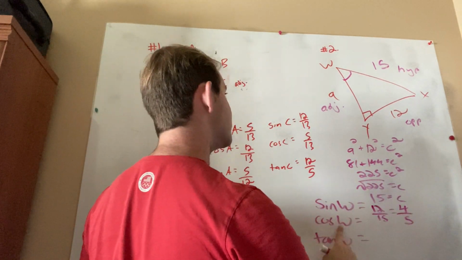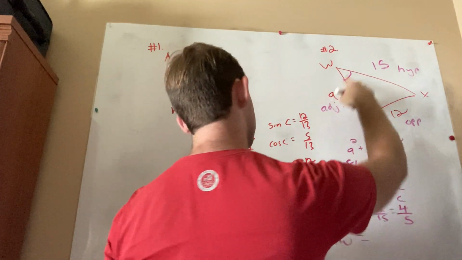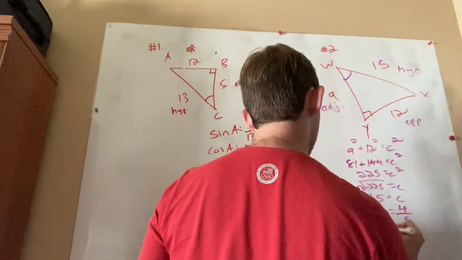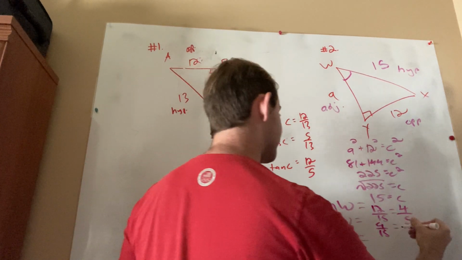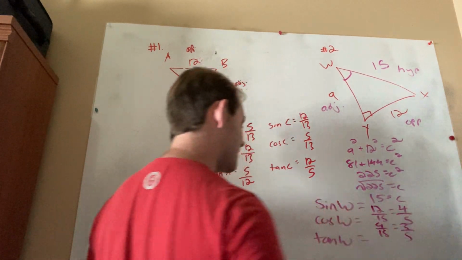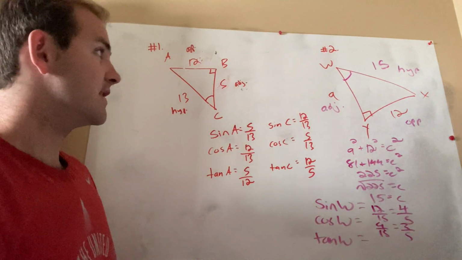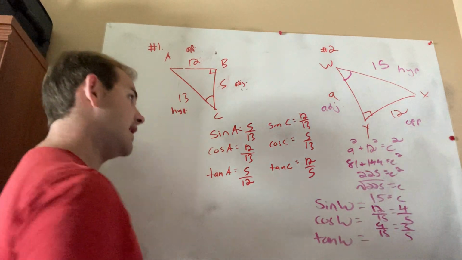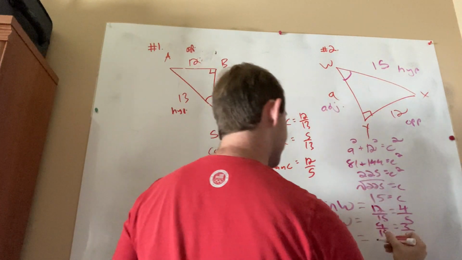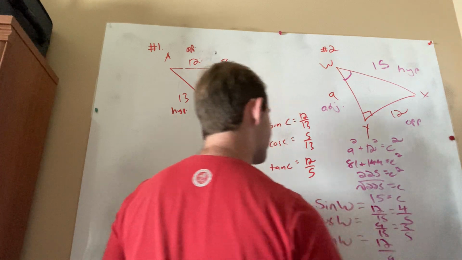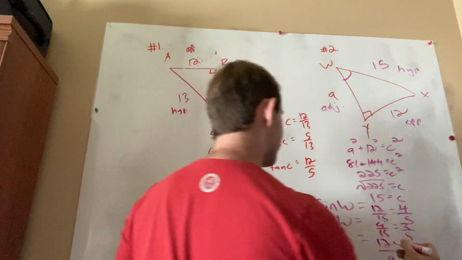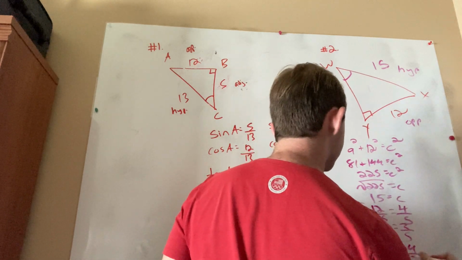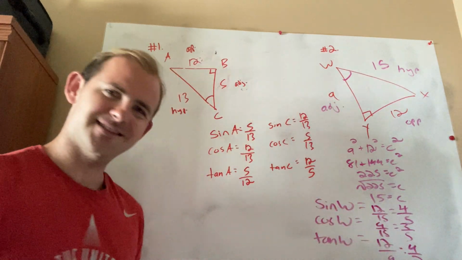Similarly, the cosine of W would be the adjacent over the hypotenuse, which is 9 over 15. But again, there's a GCF of 3, so I have to divide both top and bottom by 3. And last but not least, opposite over adjacent. Well, opposite is 12 and adjacent is 9 for the tangent. So 12 over 9. But again, guys, there's a GCF of 3 for both numerator and denominator. So that reduces down to 4/3.